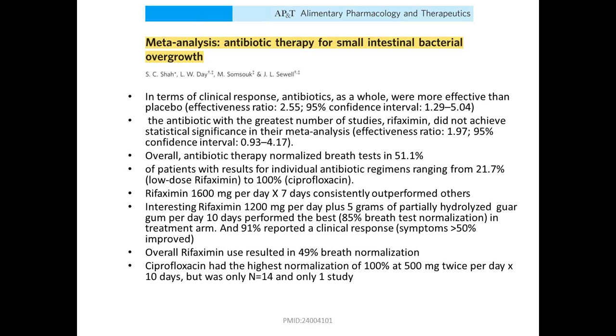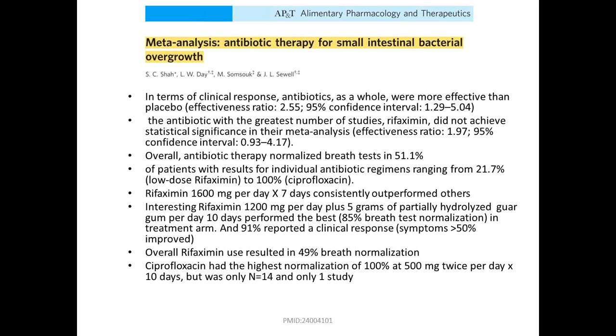And ciprofloxacin had the highest normalization rate on breath test of 100%. It was a smaller study, but also we'll talk about the potential side effects of Cipro, like C. diff, that may weigh into your decisions. Rifaximin, interestingly, at 1,200 milligrams per day plus 5 grams of partially hydrolyzed guar gum performed the best of all the studies at an 85% breath normalization rate. And 91% of those patients reported clinical response.